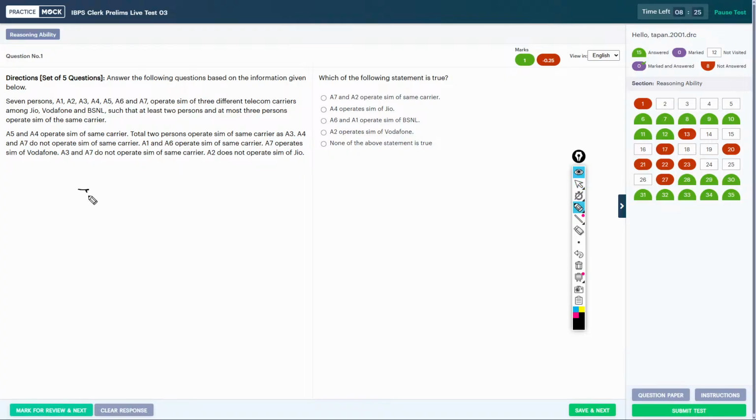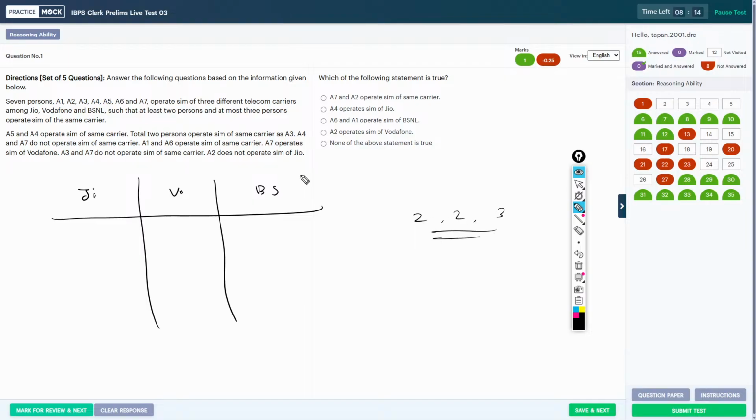Carriers that are Geo, Boda, and BS, at least 2, at max 3. Okay. So 2, 2, 3 definitely. A2 not in Geo. A5 and A4 same. So 5 and 4 same. 2 not here. Same carrier. Total 2 person in A3.